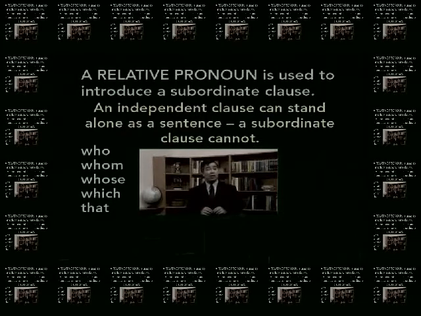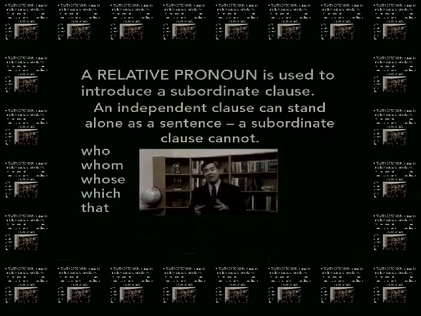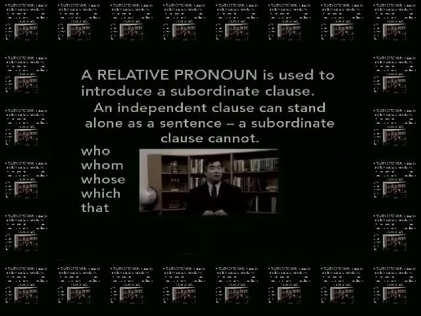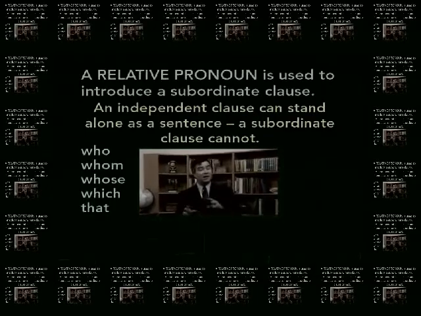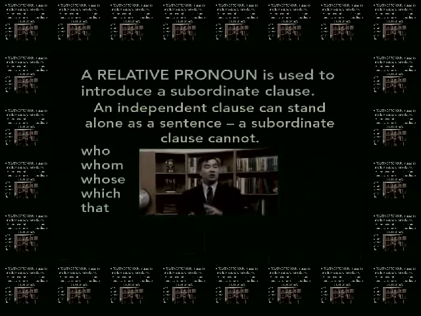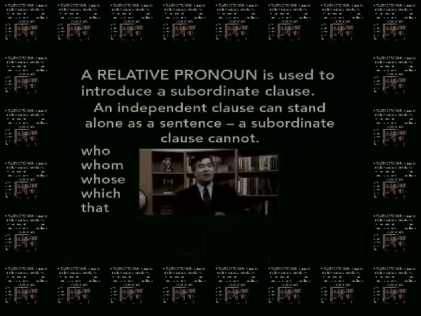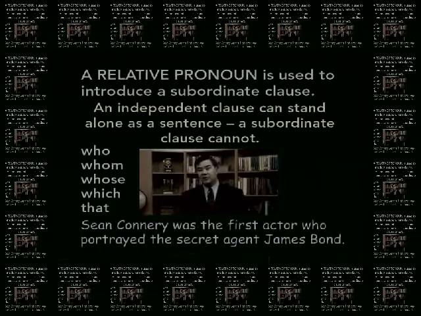When these pronouns are used as relative pronouns, what they are doing is introducing subordinate clauses and relating the subordinate clause to something specific in the independent clause. That's why they're called relative pronouns, because they relate the subordinate clause that they introduce to something specific in the independent clause. Let's take a look at a couple of examples.